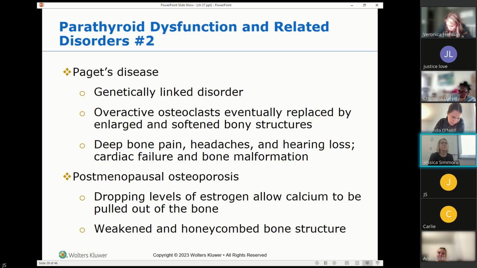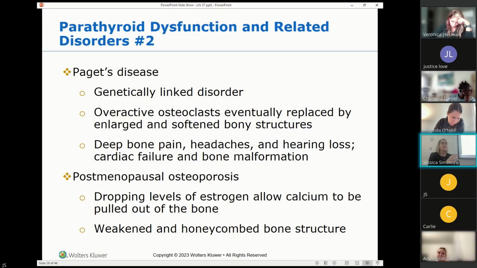Okay. So with this disease, they have deep bone pain, headaches, hearing loss, cardiac failure, and bone malformation. So deep bone pain because it hurts. Bones, especially the inside of your bone, that soft, spongy matrix, is very vascular. Okay.